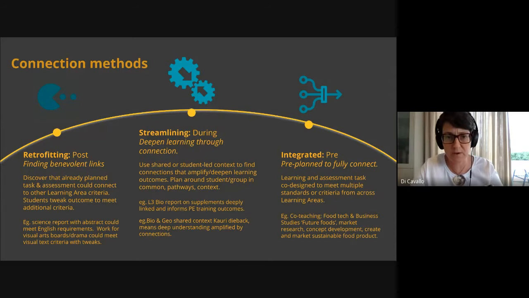These might come from a student bringing a context to you and saying, hey, Lisa, I'm looking at this thing over here. Could I use that here? Because I'm doing this context over here, it'd be really cool. I think it could link. Often students think about those things and have some quite good conversations around that. So that's a way that you can really deepen the outcomes.